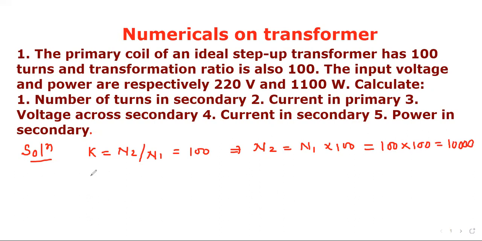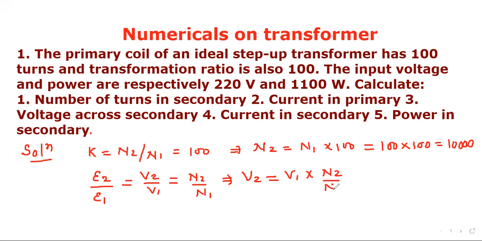Now, we can find the voltage in secondary. So E2 upon E1, or V2 upon V1, is equal to N2 upon N1, or the transformation ratio. So here V2 will be equal to V1 times N2 upon N1. V1 is given as 220 volt, and 220 into the transformation ratio 100, from where we will get 20,000 volt.